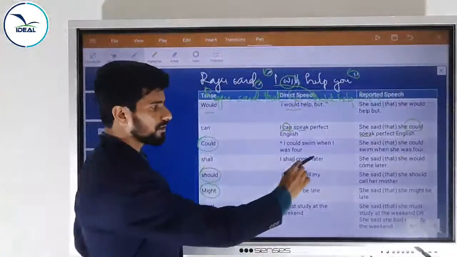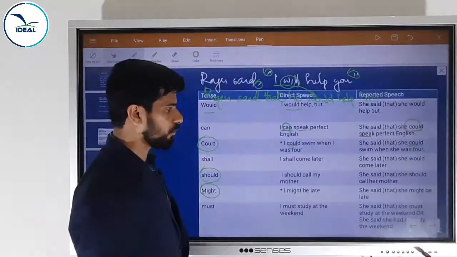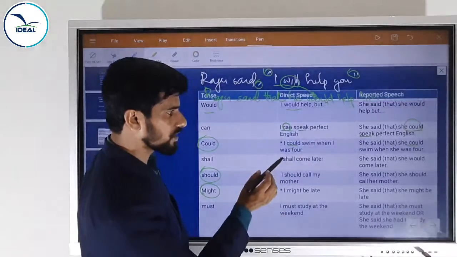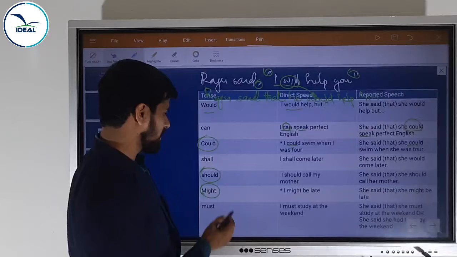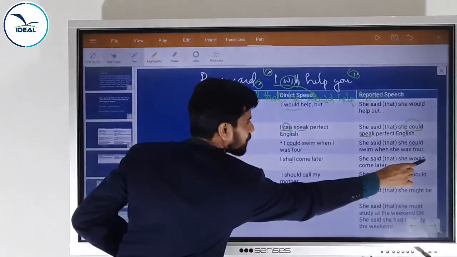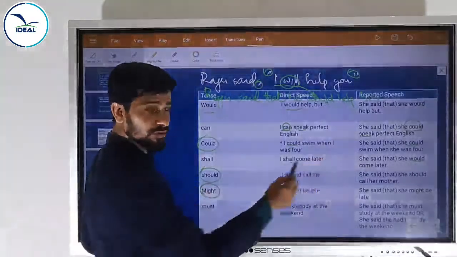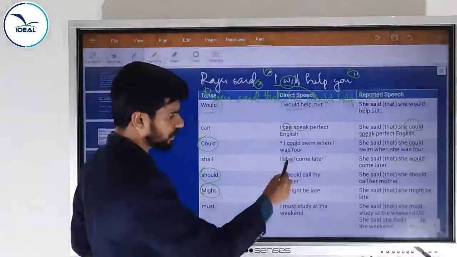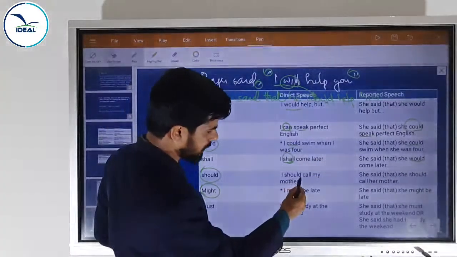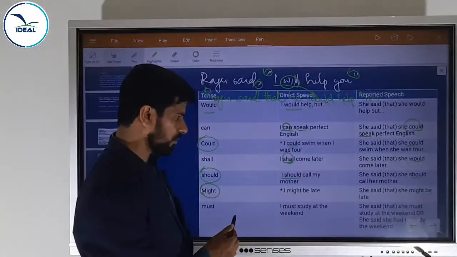If it is already could, there is no change at all. Here it is could, and here it is also could. I could swim when I was 4. She said that she could swim when she was 4. Okay, and I shall come later. I shall come later will be converted to she would come later. So instead of shall, we use would, the past form. And if it is already should, then there is no change. In both cases, it is should. I should call my mother.